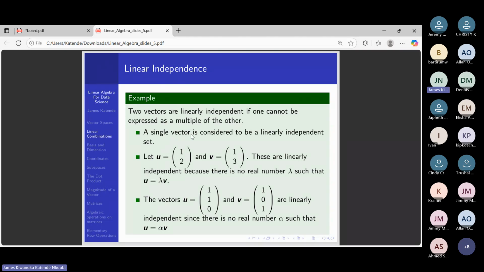By definition, one vector on its own will be considered to be linearly independent. If you consider a pair of vectors, you can check, for instance, if you have u equal to (1, 2) and v equal to (1, 3). This pair is linearly independent because there's no real number lambda such that u is equal to lambda multiplied by v. We can't write u as a multiple of v.